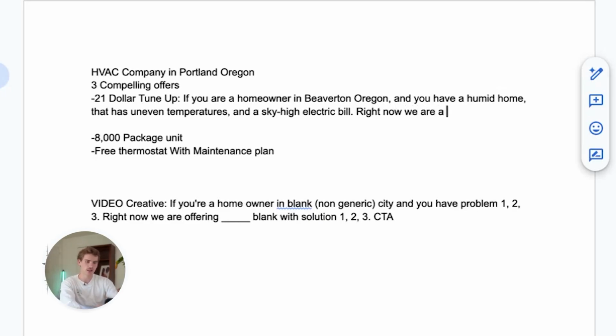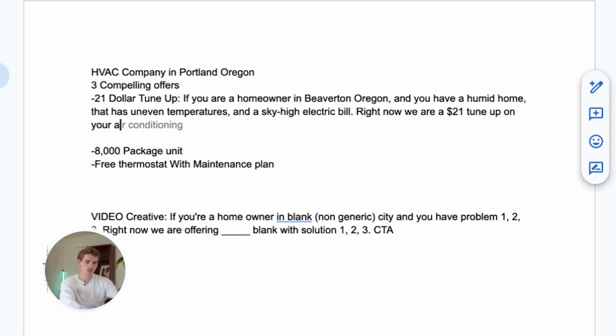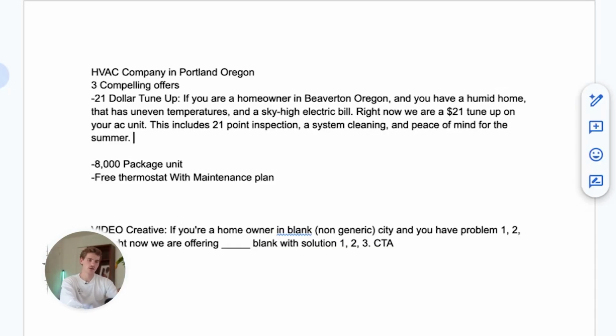Right now, we are running a $21 tune-up on your AC unit. Now we're going to go through what it includes. This is solution part, 1, 2, and 3. This includes a 21-point inspection, a system cleaning. Try not to be vague. Don't be vague. A system cleaning and peace of mind for the summer. Okay?